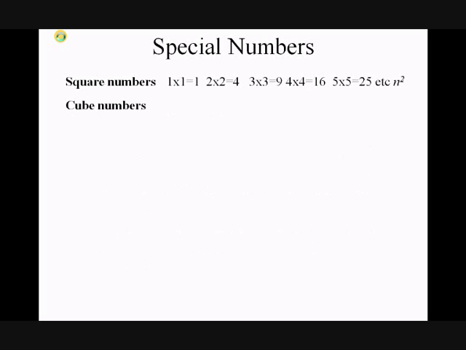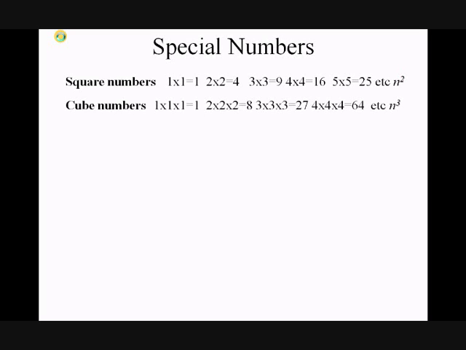Square numbers. These are numbers like 1 times 1, which is 1, 2 times 2 is 4, 3 times 3, 9, 4 times 4, 16, etc. And they are given the characteristic n squared. That's the way of describing it, where n is any whole number.